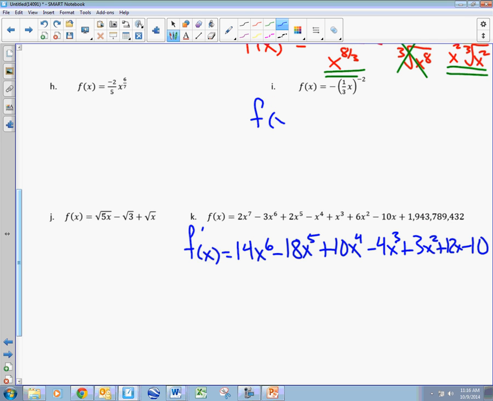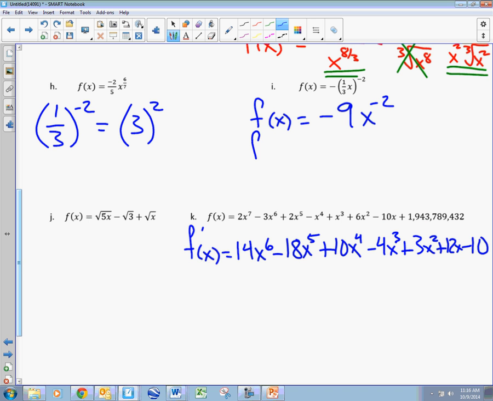f of x is equal to, I have a negative 9. What is 1/3 to the negative 2? 9. 1/3 to the negative 2 is the same thing as 3 over 1 squared, right? Which is 9. So that's the first step, to be able to write it in a manner in which you can take the derivative with the powers. So now f prime of x is equal to negative 9 times negative 2, 18 x to the negative 3rd.